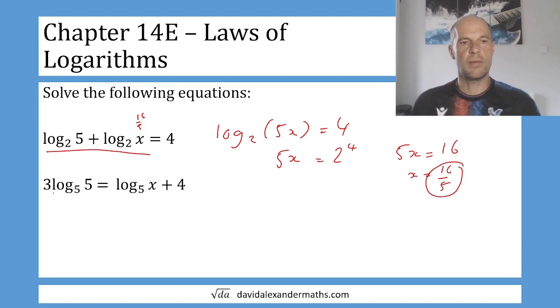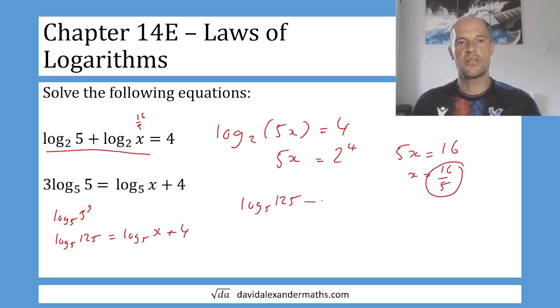So first of all, with this second example, 3 log 5 of 5, I'm going to write that as log 5 of 5 cubed. And that is log 5 of 125. And that equals log 5 of x plus 4. So I'm going to subtract the log 5 of x from both sides. So I'm going to have the log 5 of 125 subtract log 5 of x equals 4. So I'm going to combine this into a single log. So that's going to be the log 5 of 125 divided by x equals 4.